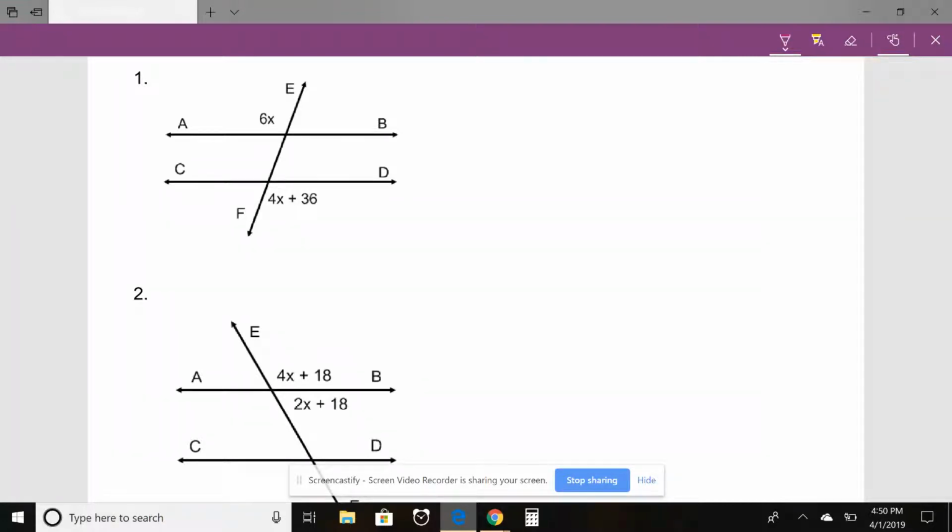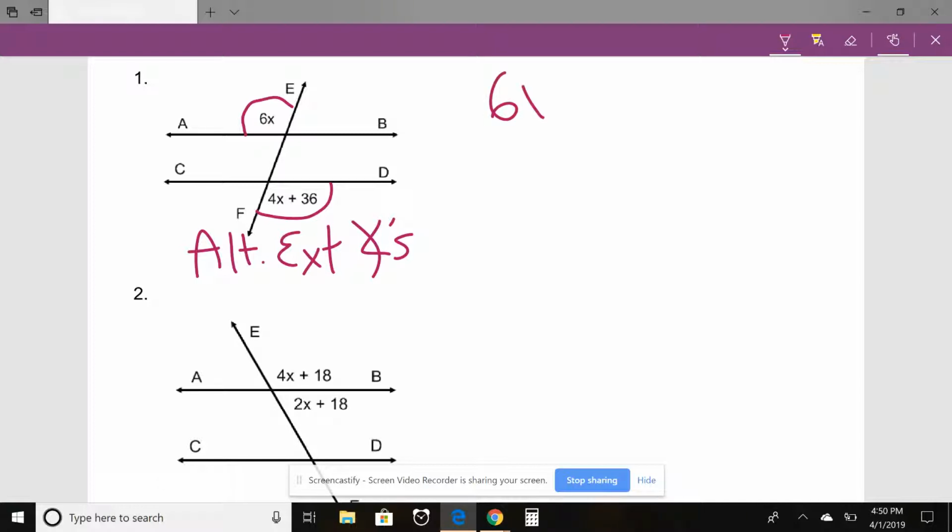We have AB and CD cut by a transversal, and we got two angles here that are labeled with algebraic expressions. We have this one up here and this one down here. These are alternate exterior angles. So I'm just going to abbreviate. Alternate exterior angles are congruent, meaning they are the same angle measures. So to create our algebraic expression, basically we're going to set them equal to each other.